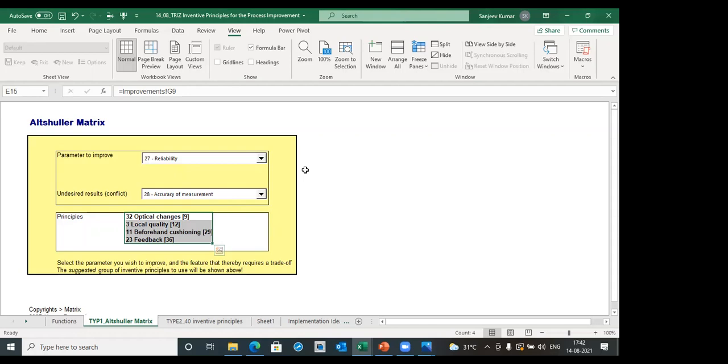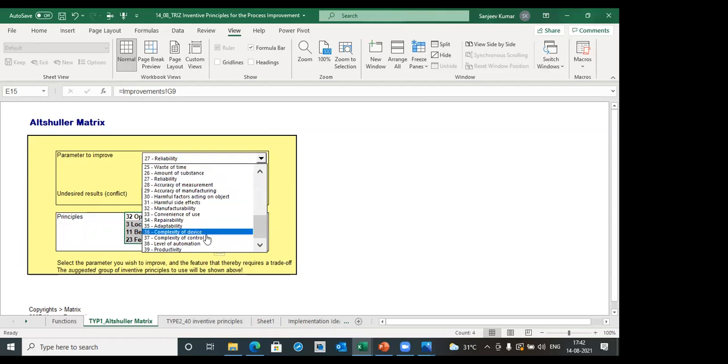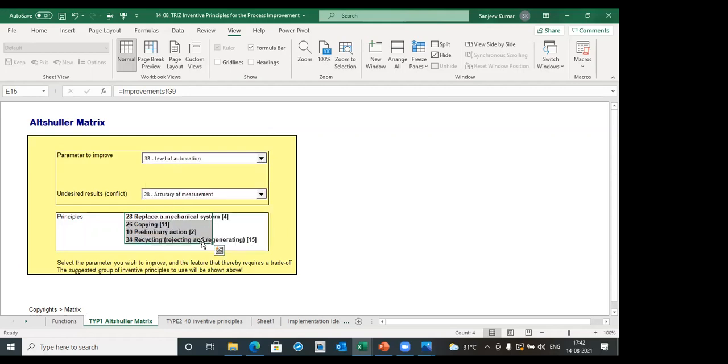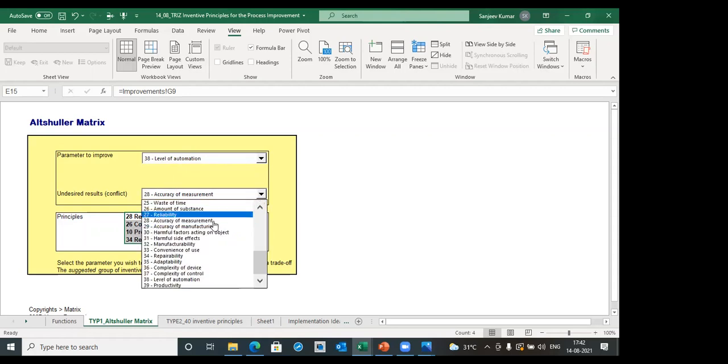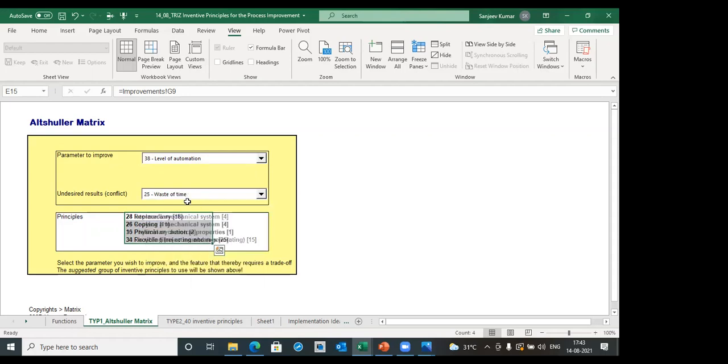Okay. And this is one method. So we can take some other examples also. If you want to do some level of automation for your process, okay, sometimes what happens, for going for automation, what can go wrong? Okay, sometimes you need to get some training. Sometimes the waste of time can happen initially.